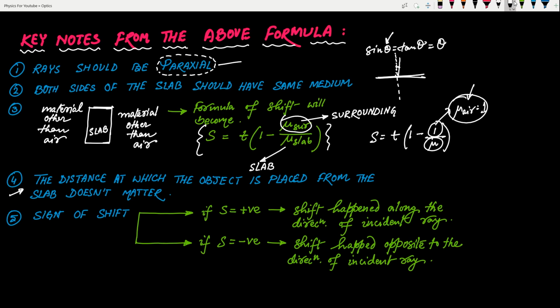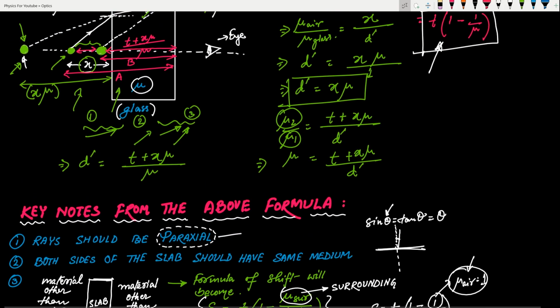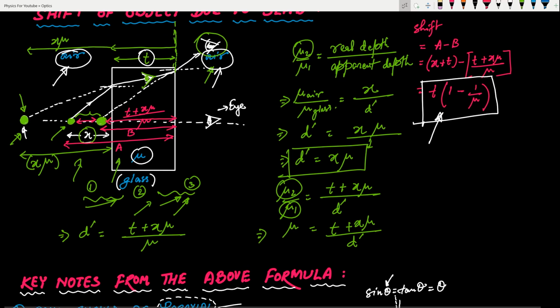The distance at which the object is placed from the slab doesn't matter. Again, let me write the formula. S is equal to T into 1 minus mu of surrounding by mu of slab. Now if you look into this formula, you'll see that there is no mention of the distance of the object from the slab. Let me go back and show you this diagram. If you look into this diagram of the slab, we see that this is the object, and it is placed at a distance x. But when we derive the formula here, there is no parameter of x. It doesn't matter whether it is x meter or y meter or x centimeter, y centimeter. Shift will be T into 1 minus mu of surrounding by mu of the slab.